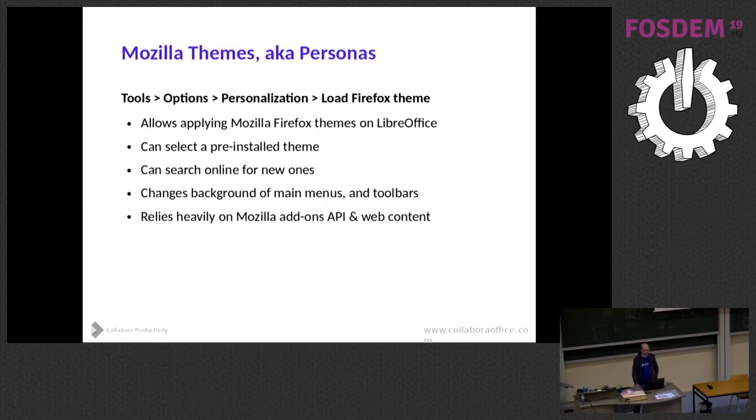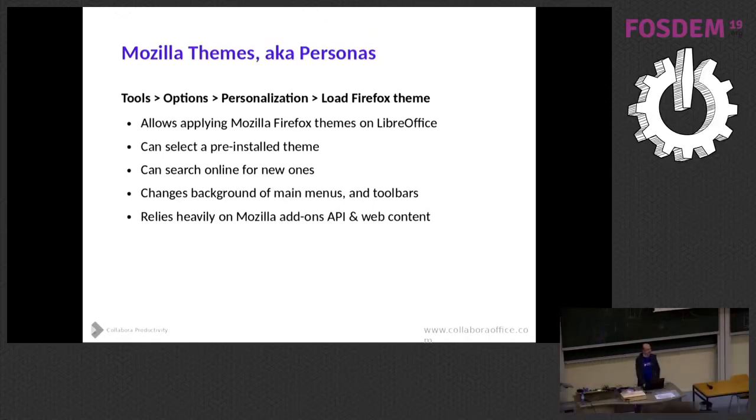There is a not very well-known feature of LibreOffice, which we call Mozilla Themes or personas. You can find it with tools, options, personalization, and load Firefox themes. It allows you to apply Mozilla Firefox themes to LibreOffice and use them to put some color into your LibreOffice installation. You can select pre-installed themes coming with your LibreOffice installation. You can search online for new ones from Mozilla Themes store.